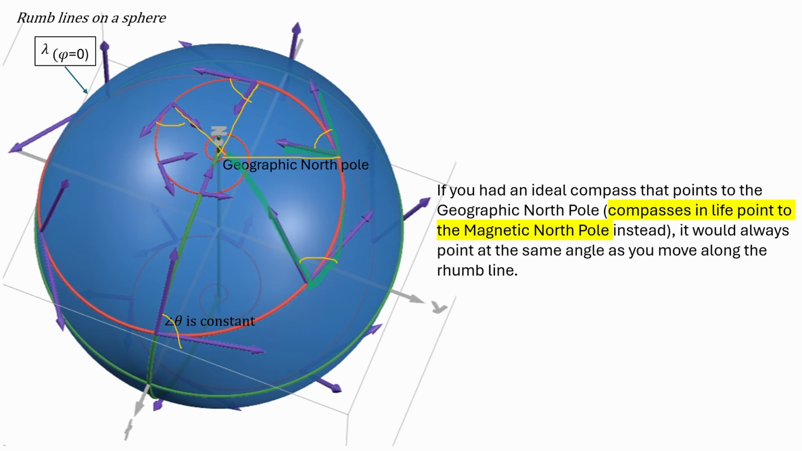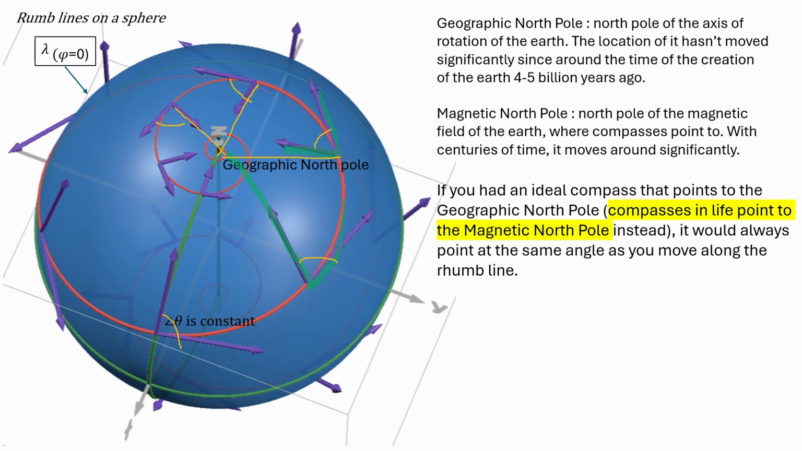You can think of it this way. If you had an ideal compass that points to the geographic North Pole, it would always point at the same angle as you move along the rhumb line. Now, the reason why I have a parenthesis is because compasses in real life actually point at the magnetic North Pole instead of the geographic North Pole.